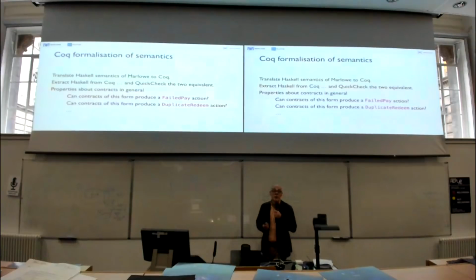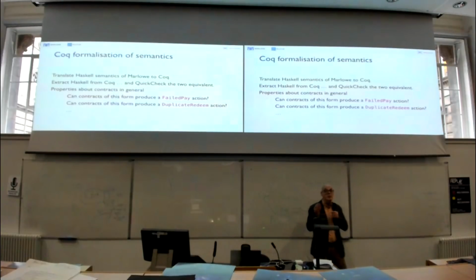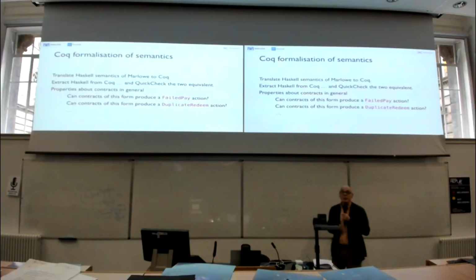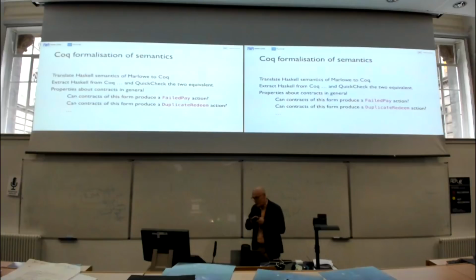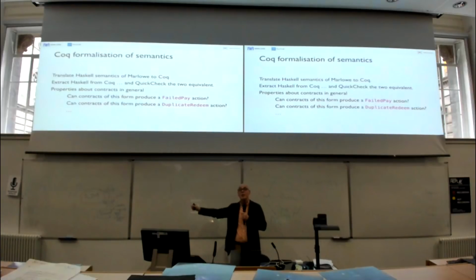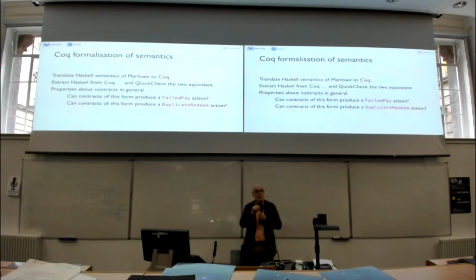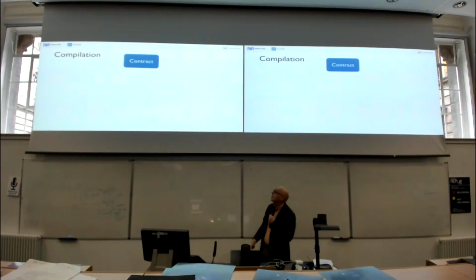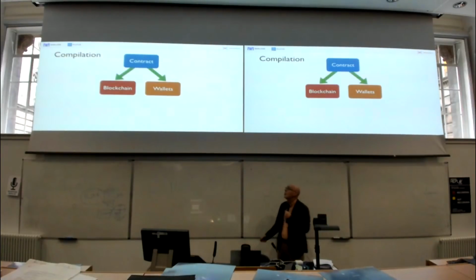We're working on formalizing the semantics of this. Pablo's gone a long way towards having a formalization of what's going on in our semantics and proving results in that formalization. So not only can we say, with the analysis I was talking about earlier, for this contract, can it generate a failed pay action? What we can do if we use theorem proving is say all this class of contracts will have this good property.